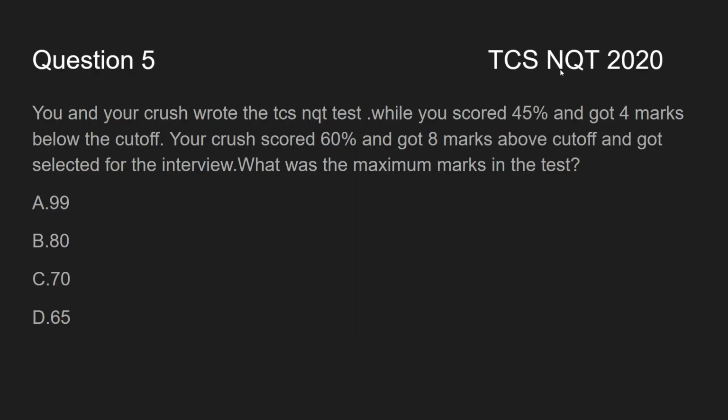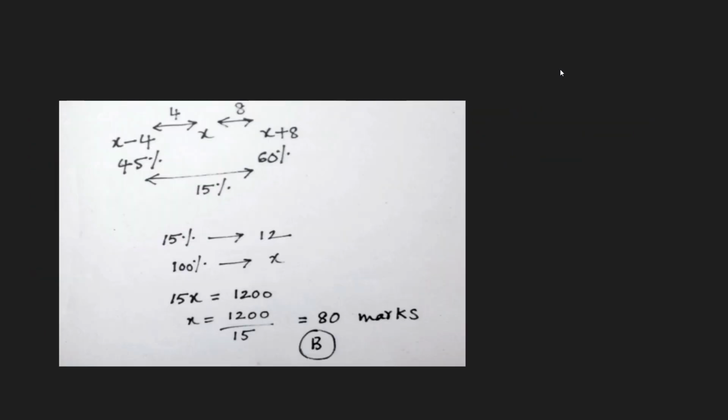You and your crush wrote the TCS NQT test while you scored 45% and got 4 marks below the cutoff, and your crush scored 60% and got 8 marks above the cutoff and got selected for the interview. What was the maximum marks in the test? First, we let the cutoff be X. I got X minus 4, my crush got X plus 8, where X minus 4 is 45% of total marks and X plus 8 is 60% of total marks.